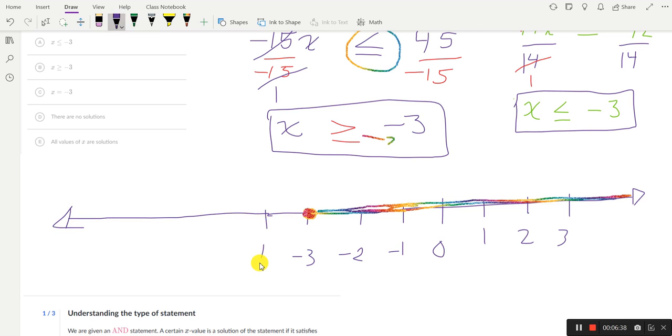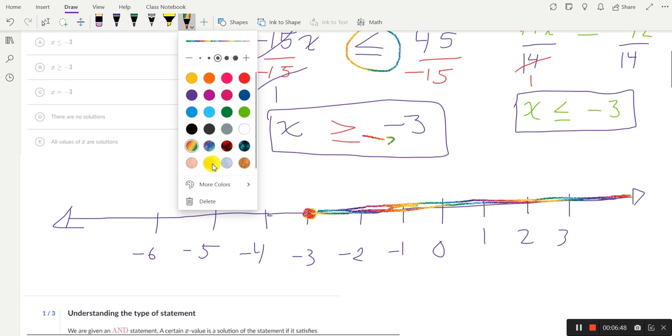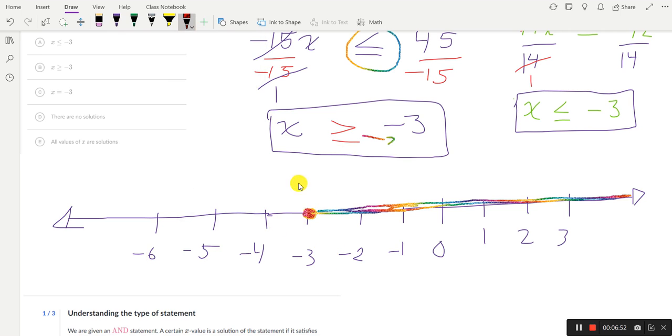And I'm gonna have 4, 5, 6, etc. Okay, we don't need more. I'm gonna use a different color for this. Let me use red. Okay, so there you have that. And then on this one, make sure you understand what we're doing.